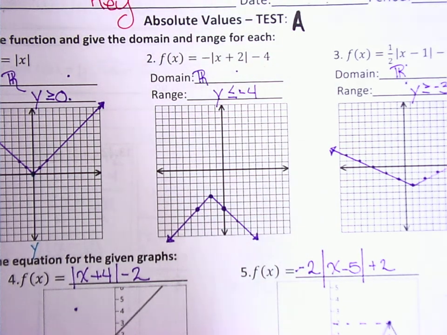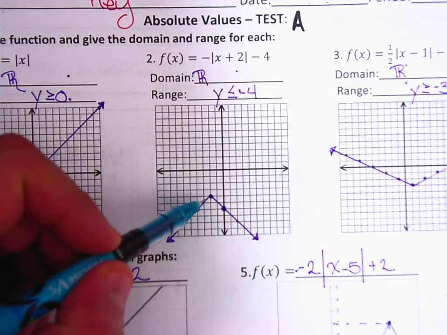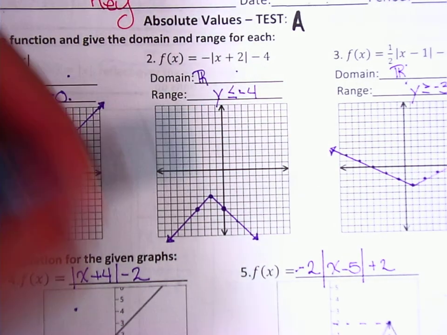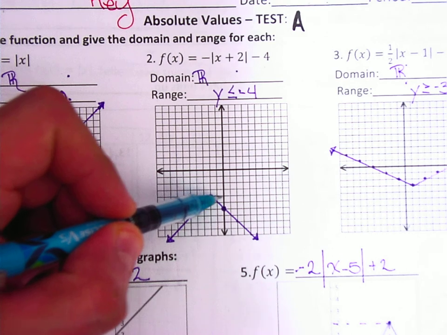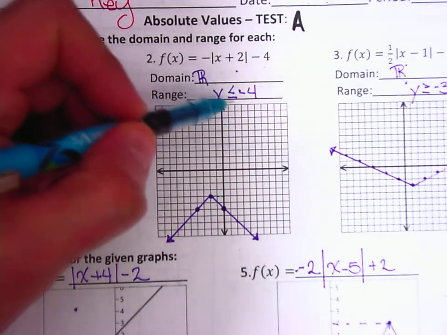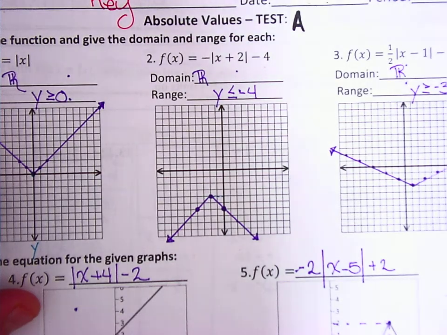Once I graphed it, I went ahead and found the range. The range is going to be measured on the y value, or the y-axis again. It does make contact right here with the value of negative 4, but it goes down, so it'll be everything less than that amount infinitely.